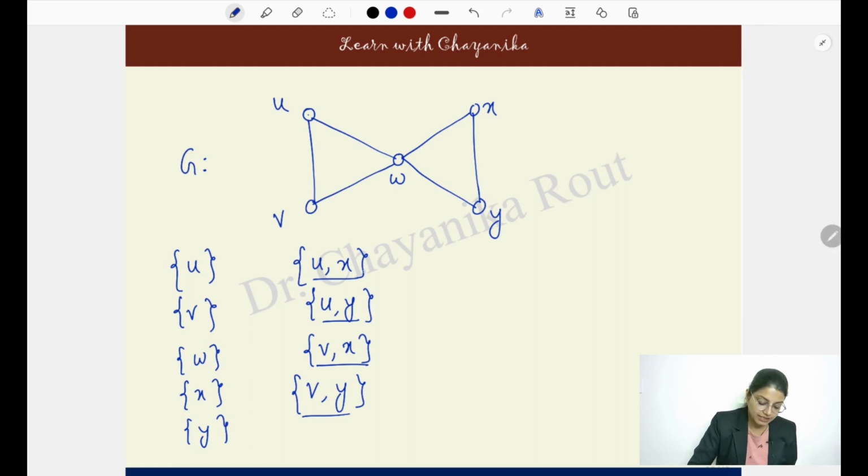Let's see if UX can be extended any further. If U and X have to be extended further, then we need a vertex in the graph which is non-adjacent to both of them. Now there is no such vertex. So UX cannot be extended. Similarly, if you observe carefully, you will find none of these independent sets of size 2 can be extended any further. So these are all the independent sets in this graph.